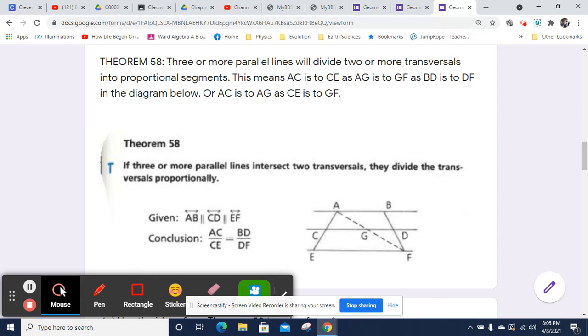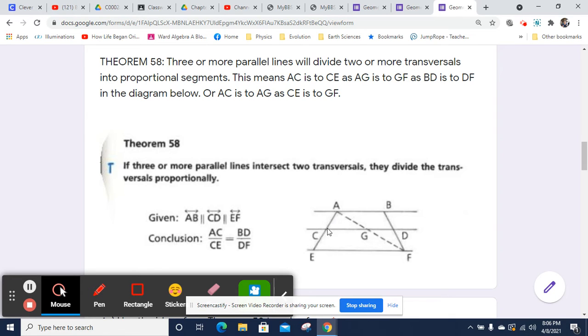So Theorem 58 simply says, if three or more parallel lines have two or more transversals going through them, like here I've got three transversals going through these three parallel lines, A, B, C, D, and E, F, those parallel lines divide those transversals into proportional segments.